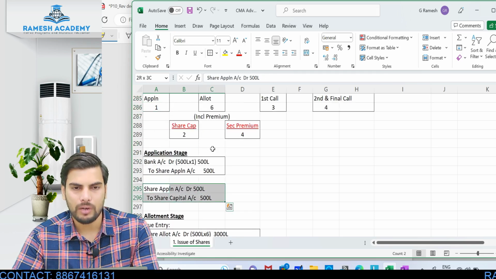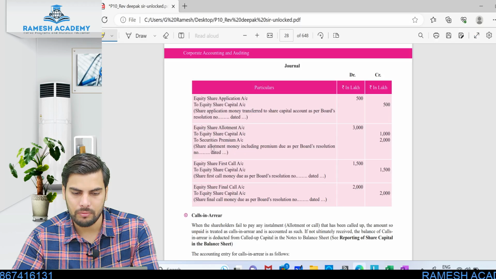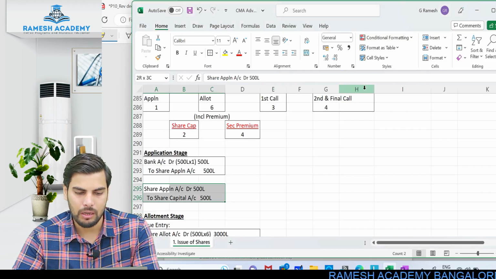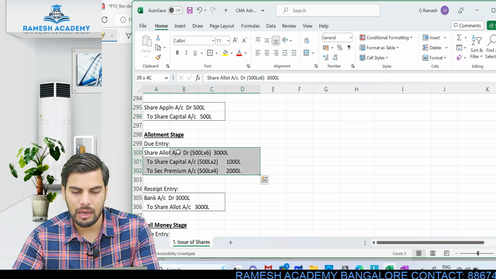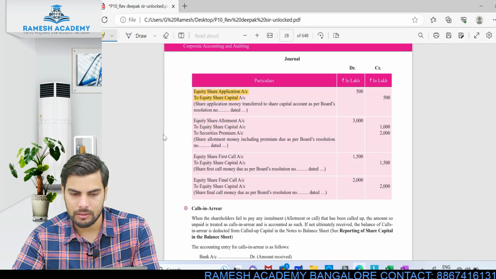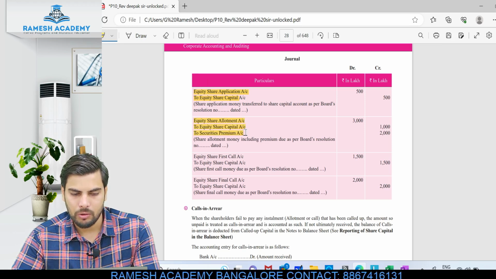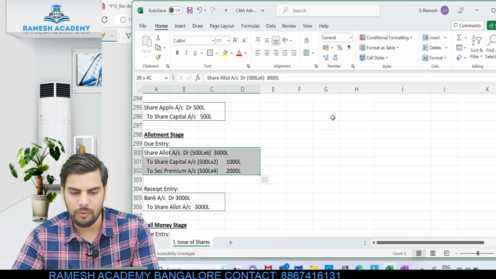With respect to transferring the application money to share capital, share application account debit to share capital 500 lakh. Look at this. Do you find the same entry? Share application account debit to share capital 500 lakh. For allotment, the due entry: share allotment account debit to share capital 1000 lakh, to securities premium 2000 lakh. Do you find the same entry over here? Equity share allotment account debit to equity share capital 1000 lakh, to securities premium 2000 lakh. The same thing is what we have also written.